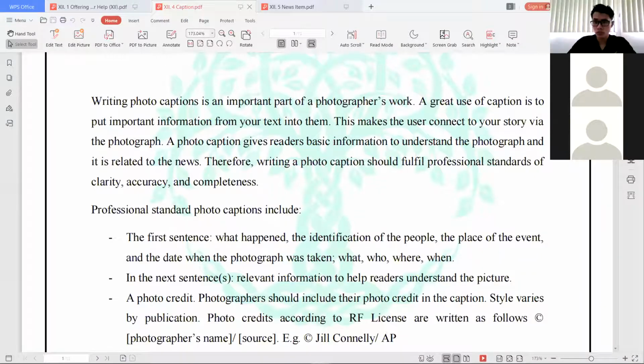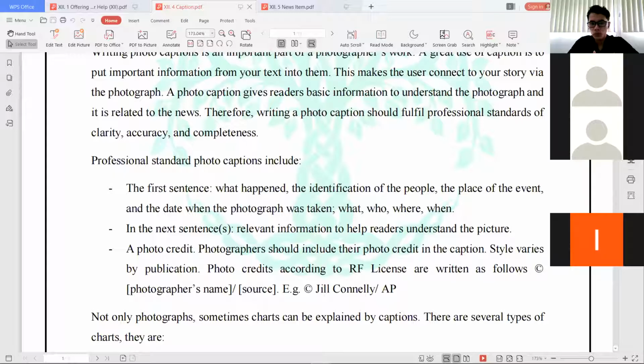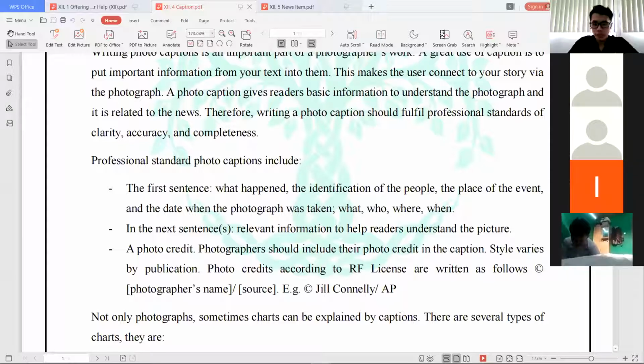Professional standard photo captions include, in the first sentence, what really happened. And then the identification of the people, who they really are. And then the place of the event and the date when the photograph was taken. So, in other words, what, who, where, and when. What happened, who got involved, where it happened, and when it happened. In the next sentence or sentences, it can be one or more, it has to be relevant information to help readers understand the picture.